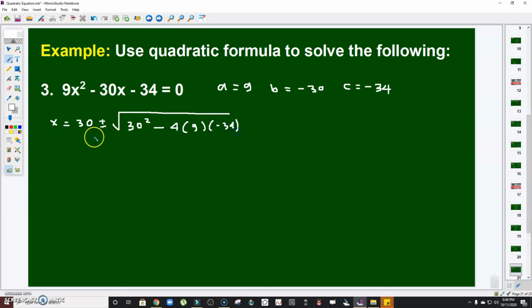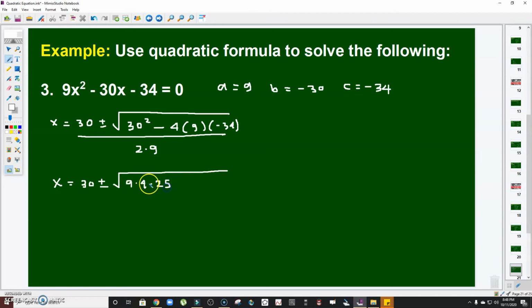All over 18, or 2 times 9. I'll just write it like that. Next, 30 plus minus. Now take note, 30 squared is 900. And 900 is 9 times 100, or 9 times 4 times 25. So this is how you write 900. Minus 4 times 9, times negative 34. I hope you see where our solution is going. All over 2 times 9.